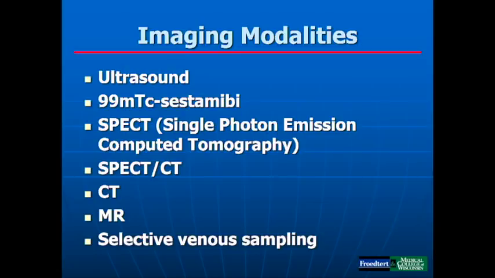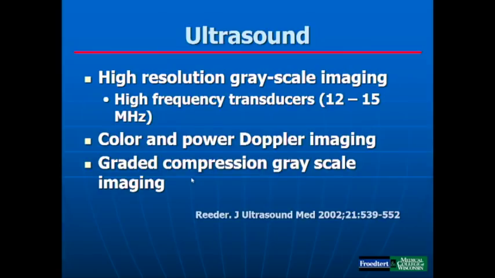Now, regarding the imaging modalities that are available, we use mostly ultrasound and nuclear medicine, but other modalities such as CT, MR, and some invasive modalities are in use. The most common we use are ultrasound and nuclear medicine with Sestamibi, planar imaging, and most recently SPECT CT. Now, ultrasound has been used for a longer time. High-resolution ultrasound is required, and the technique also includes color and power Doppler imaging and graded compression grayscale, as was described many years ago by the group from Stanford.